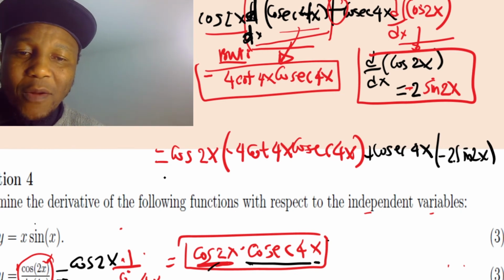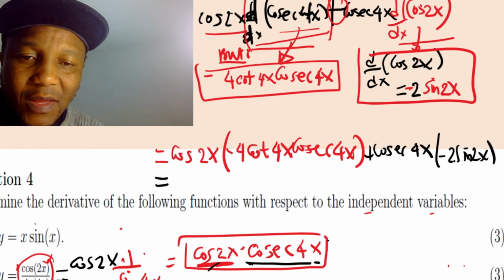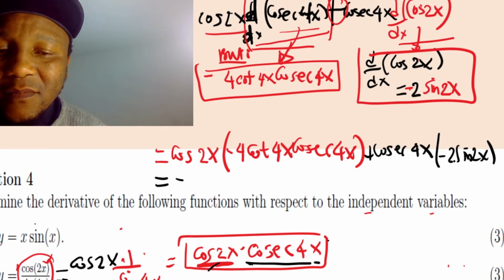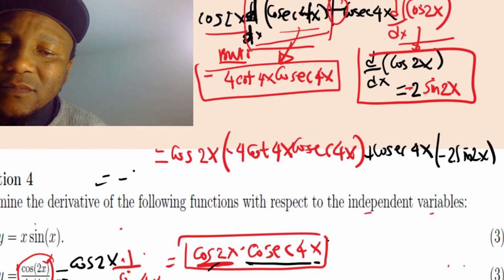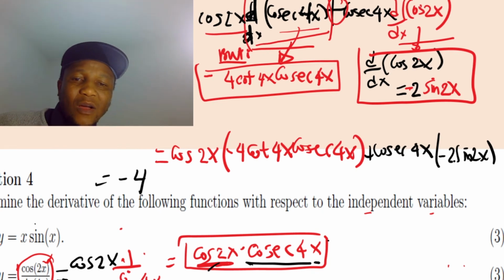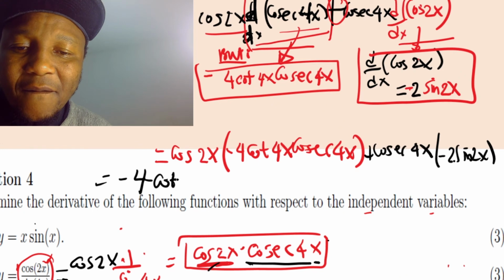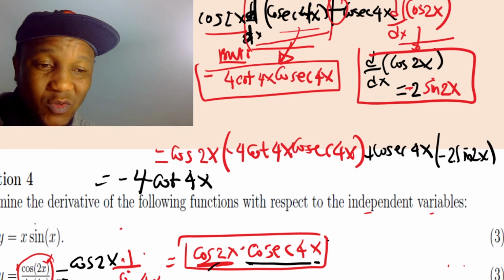Now I can take negative 4 out. Take negative 4 out, and then I can start with the cot. It doesn't matter, you can even start with the cos. There's no specific rule here, you just put them together.